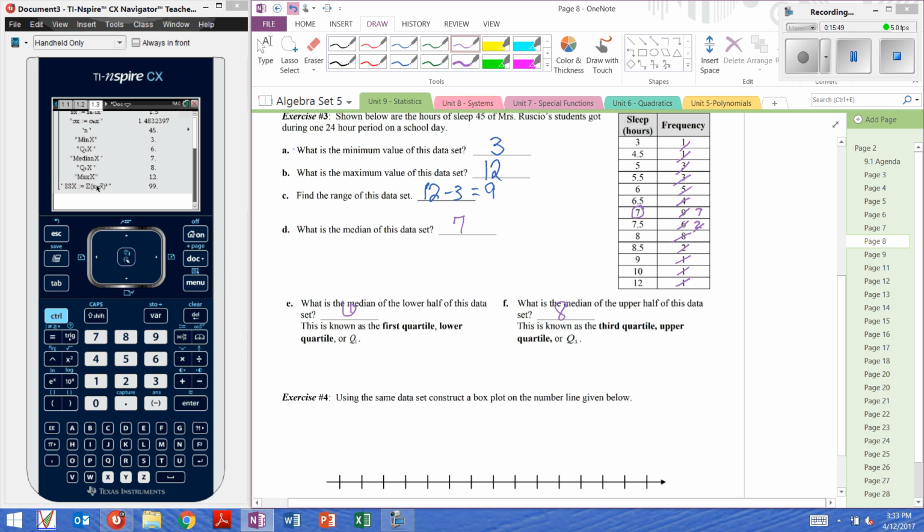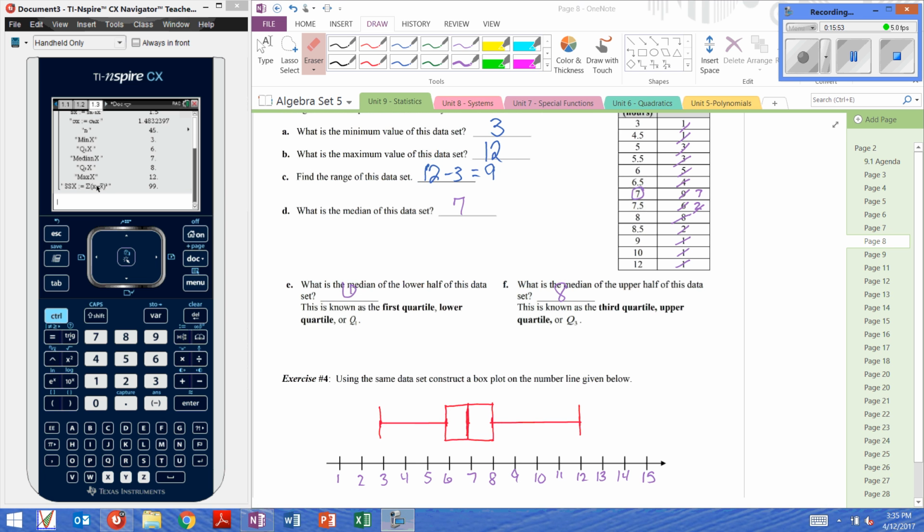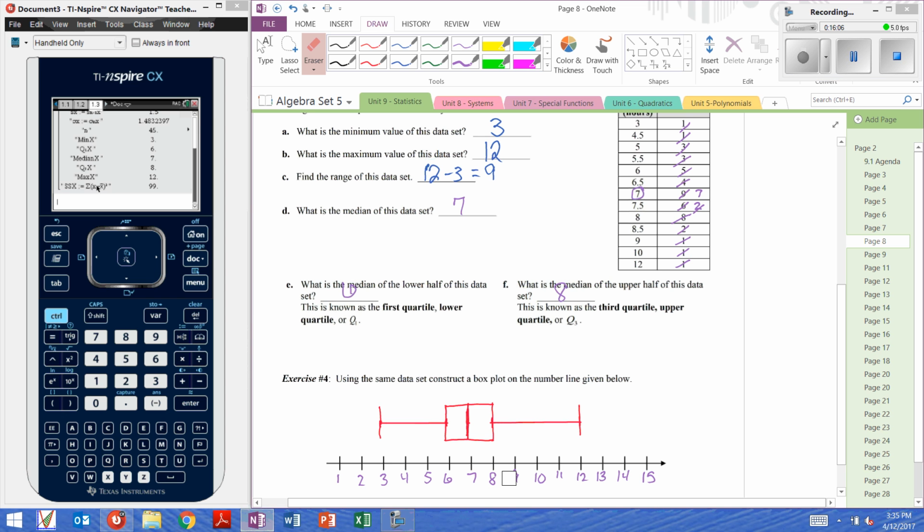All right, pause the video, create your box plot. And here's my example. So you can see the minimum is at 3, the max is at 12, the median is at 7. It's a little crooked, but you get the picture. 6 is my first quartile, and 8 is my third quartile.